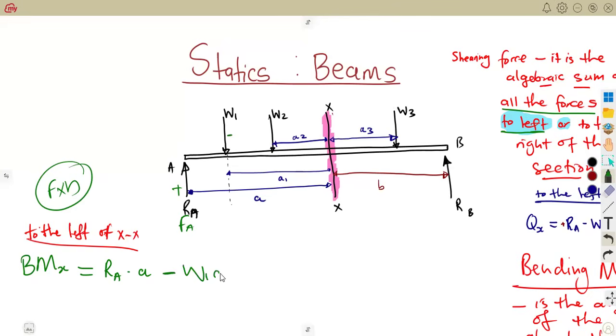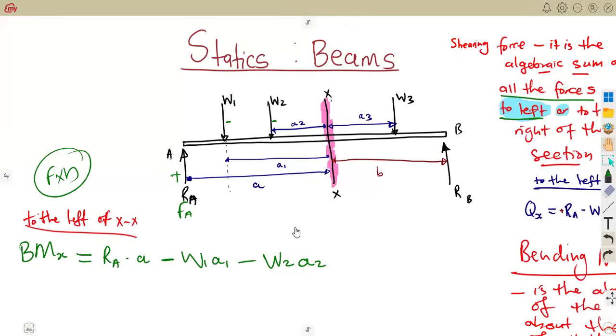Force times what? Distance. The distance in between is what? It's A1. The same part here, this force, what is the distance in between? The distance in between this section is A2. So it's going to be minus because it's going down. So that's force times distance, times A2, this distance. That's how you simply take your bending moment.